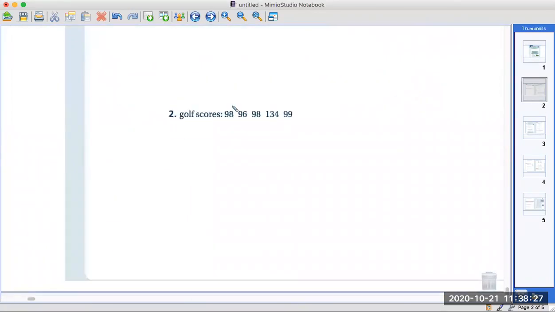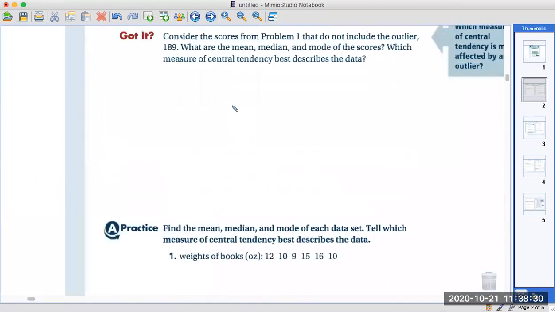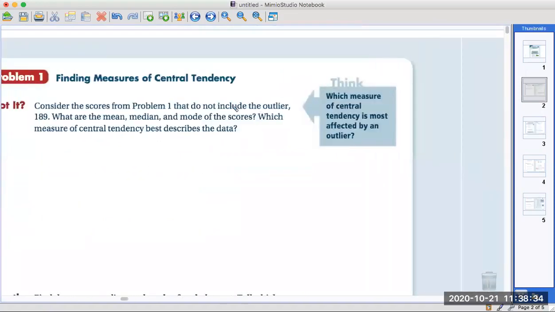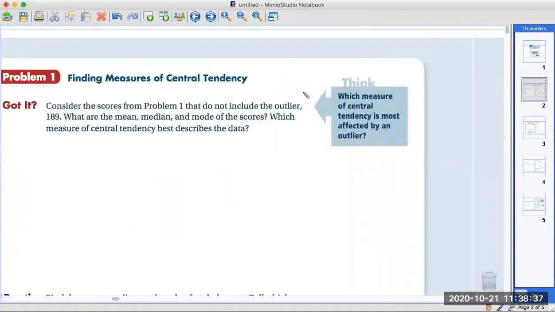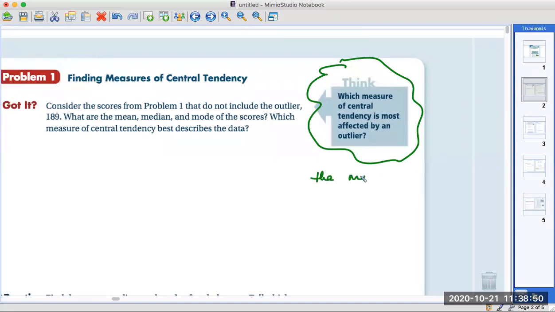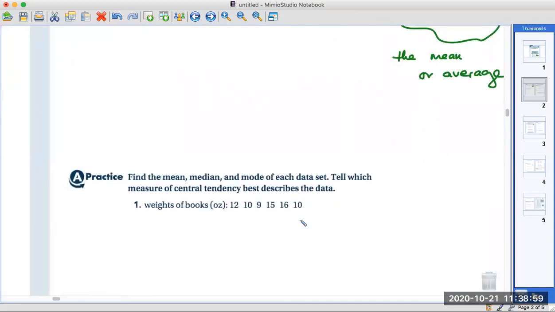So we're on page 380. I am not doing the first question, but I do want you to answer this question over here. Which measure of central tendency is most affected by an outlier? The mean or average? Okay. And we're going to do this one.